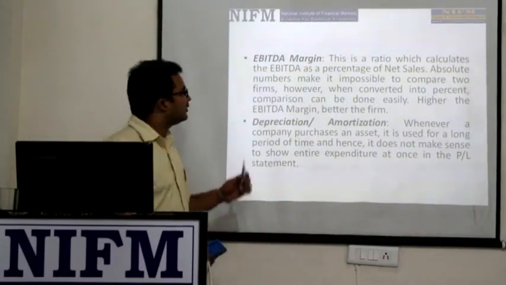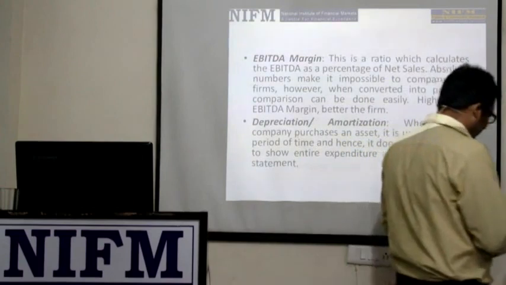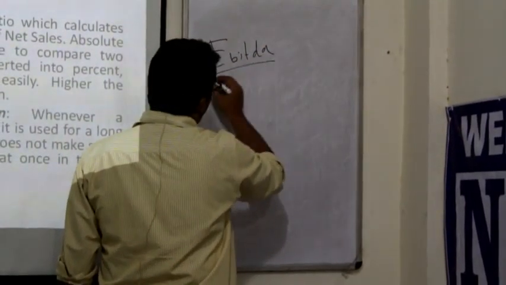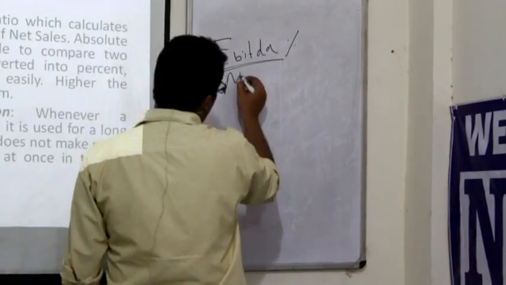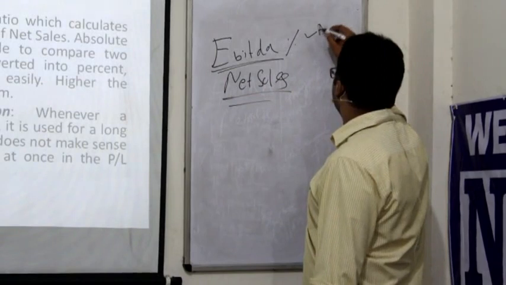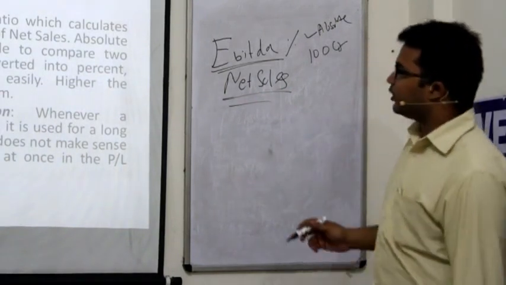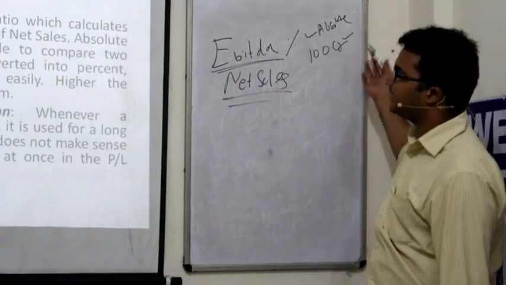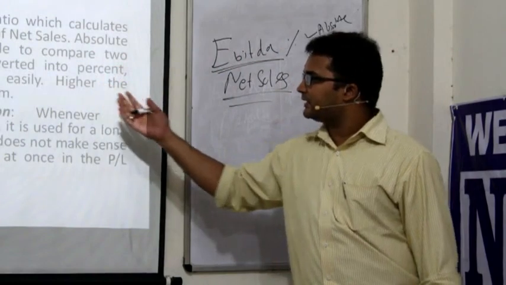As we have discussed the EBITDA, let's go and discuss the EBITDA margin. This is a ratio which calculates the EBITDA as a percentage of net sales. So when we are talking about EBITDA, we are talking about EBITDA margin as well. EBITDA margin is nothing but EBITDA upon net sales. If I talk about EBITDA in absolute terms, it will not make any sense. If I say EBITDA of 100 crore, it will not make any sense. Absolute numbers make it impossible to compare with some other item. But when converted into percent, comparison can be done very easily.